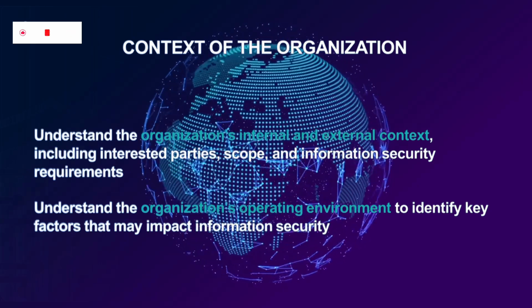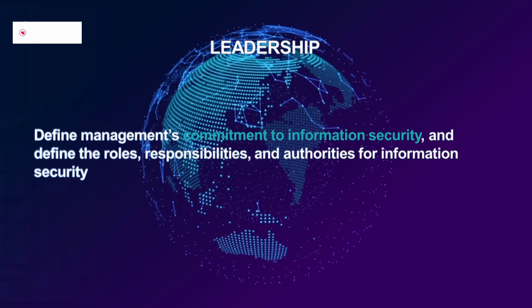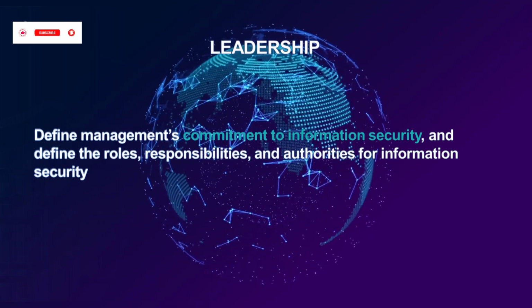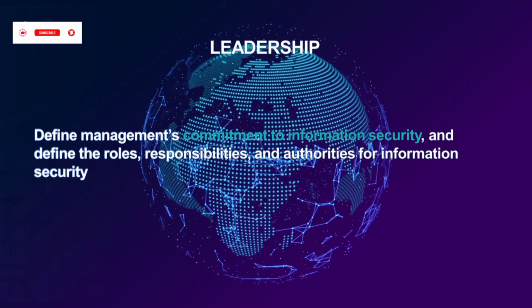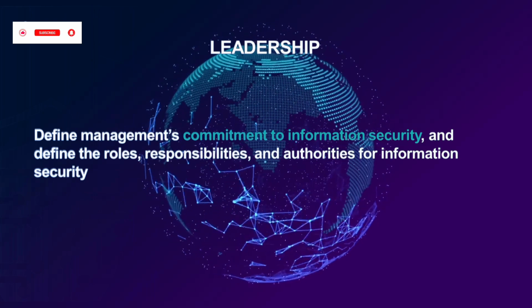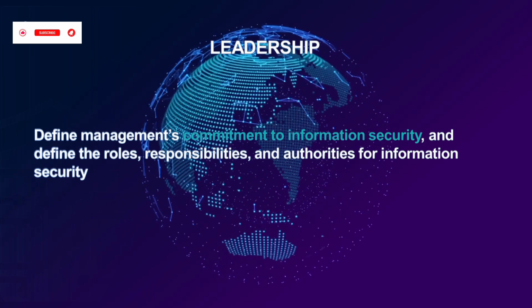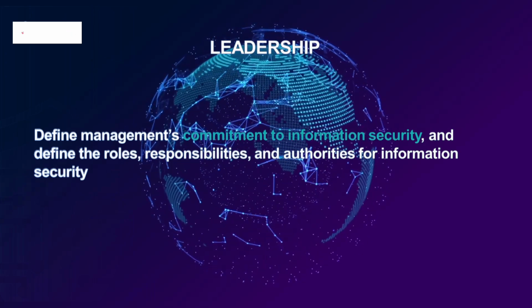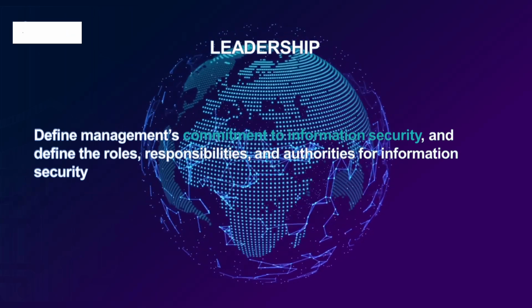Okay. So then we get into leadership. So we need to understand the leadership, and this is going to be very simple. Stakeholder. Just think stakeholder. We are going to define the management's commitment to information security. So in that speak, we need to define policy. So we are going to define a policy that's going to show the organization's commitment to information security. We are going to define roles, the responsibilities, and also the authorities for information security. So this all gets documented into a security management or security program policy, or whatever you want to call it.